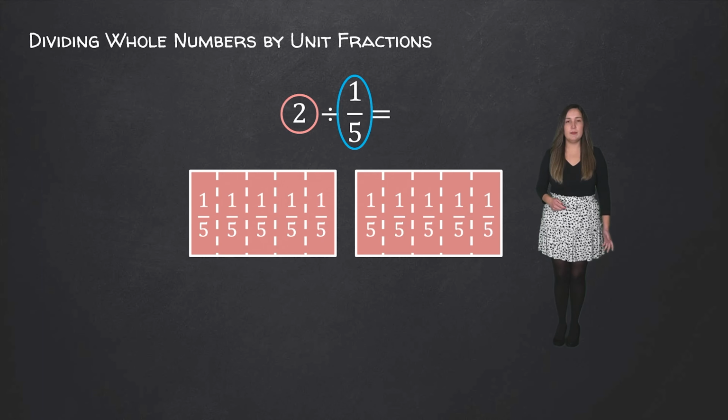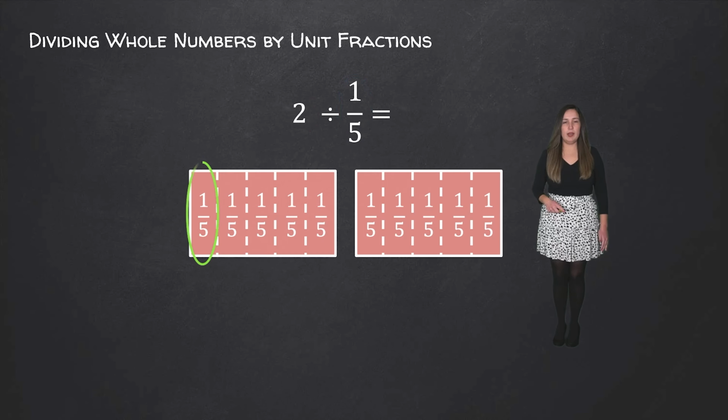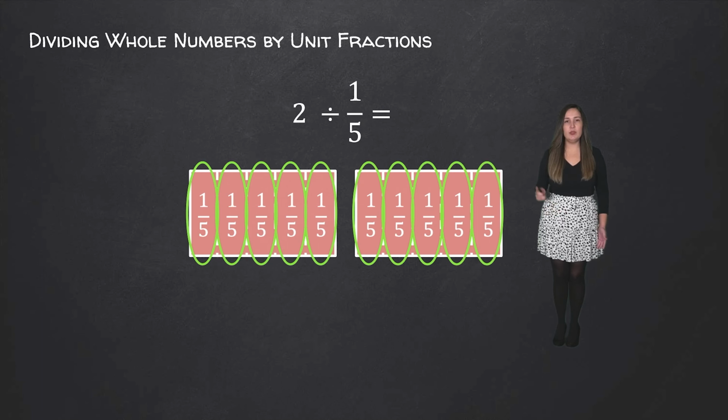in these 2 wholes. And now, when we do 2 divided by 1/5, we're trying to figure out how many fifths fit into 2. So, that's going to be 1, 2, 3, 4, 5, 6, 7, 8, 9, and 10. So 2 divided by 1/5 is equal to 10.